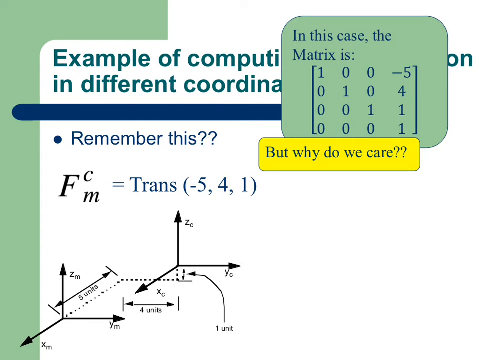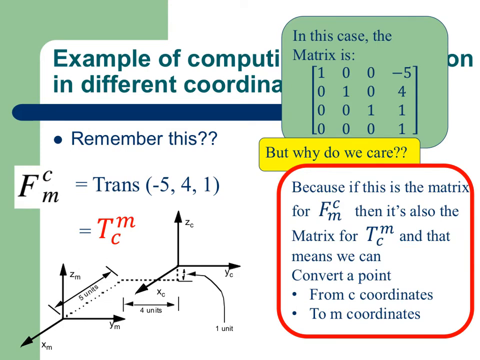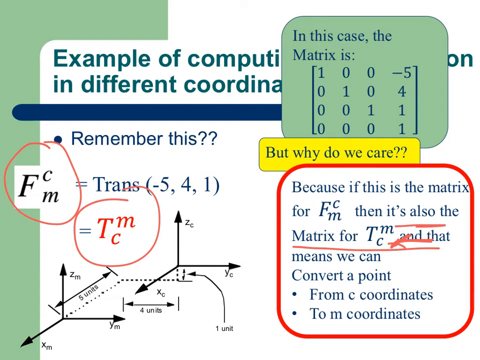And you can say, well, that's very nice, but why the heck did you do that? And I'll say, because remember the super important point that we said F from M to C is the same as T from C to M. And so what's T from C to M? T from C to M is the matrix that, if I know a point in C coordinates, lets me pre-multiply by this matrix and figure out what that point's location is in M coordinates.